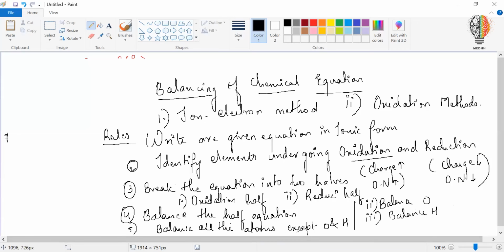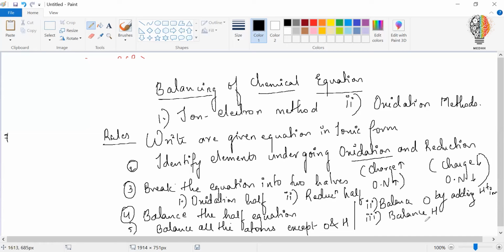So balance all the atoms except oxygen and hydrogen, then balance oxygen by adding what? All of this is given in NCERT. You can read from there. None of the points I have given are my own. Everything is from your NCERT.